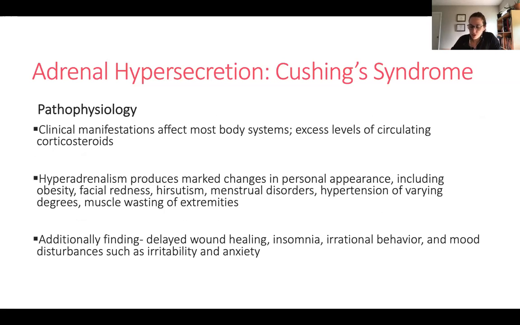They'll have menstrual disorders, hypertension, muscle wasting of the extremities. They have a pretty characteristic look to them, and I'll show you a picture here in just a second. Also, they will have delayed wound healing. They might have insomnia. They might have irrational behavior and mood swings, particularly irritability and anxiety.